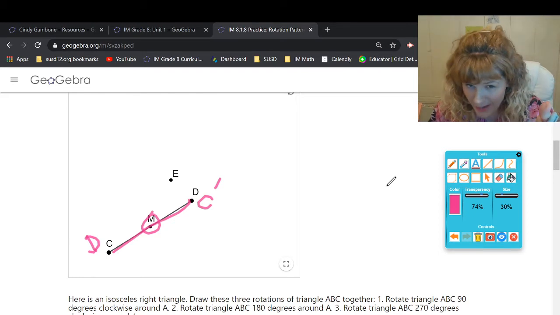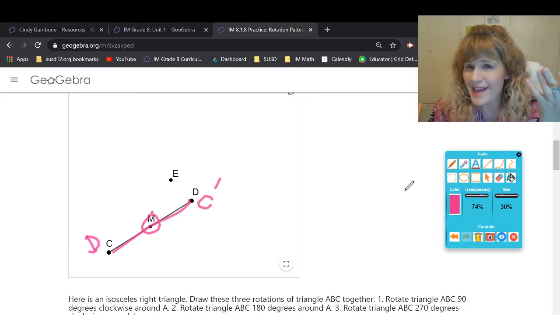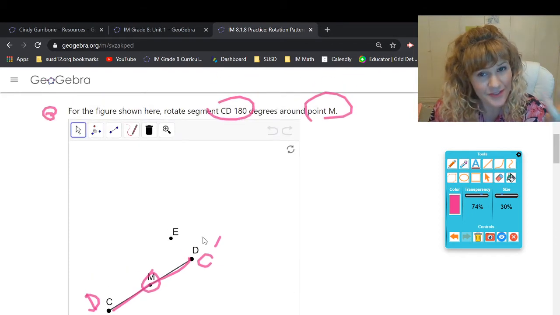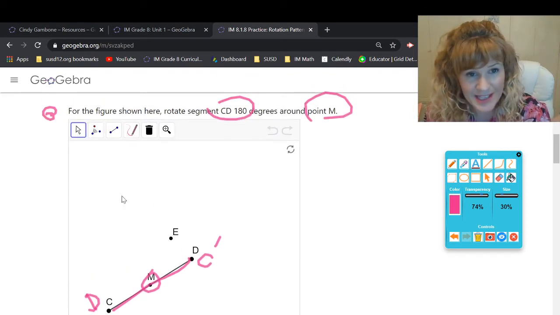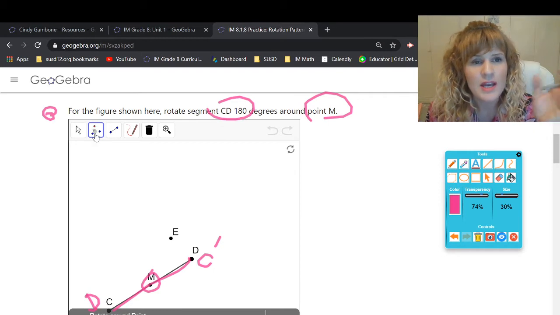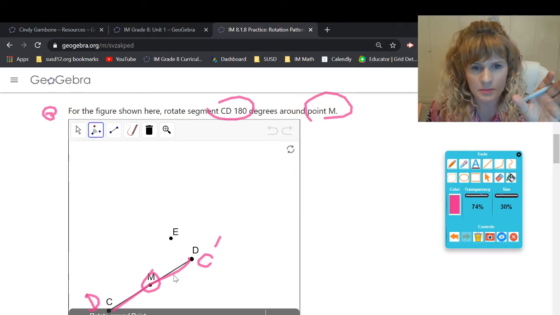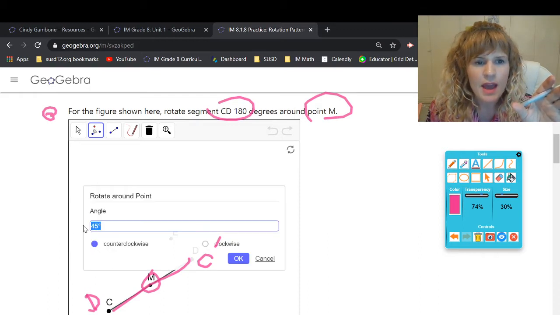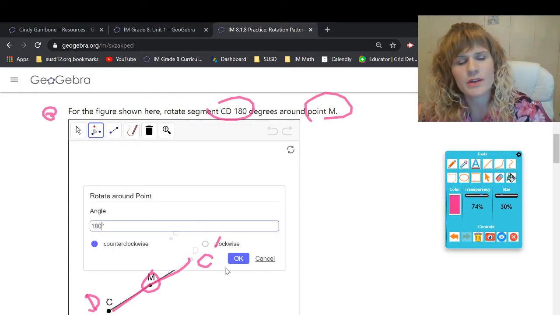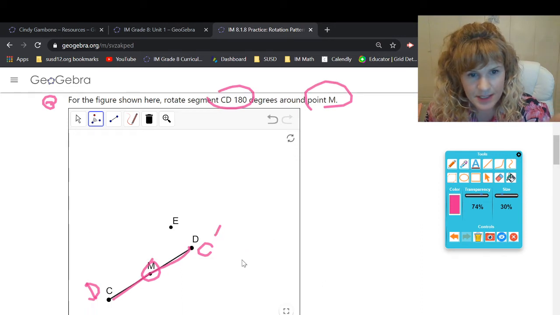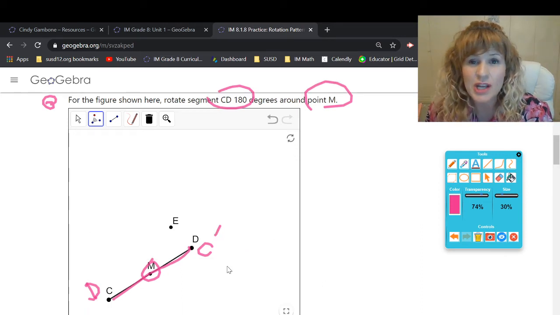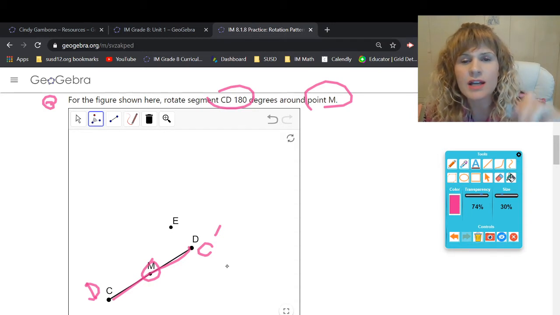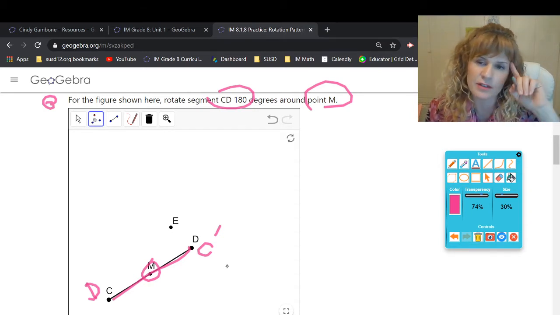Now, if I'm right, you won't see any change when I use the GeoGebra tools. If I've done it correctly, you won't see any change. Let me show you. Click the tool, rotate around point, click the line segment, click the point, and then type in 180 degrees. Ding! You can't see any change because the image is lying on top of the original figure.